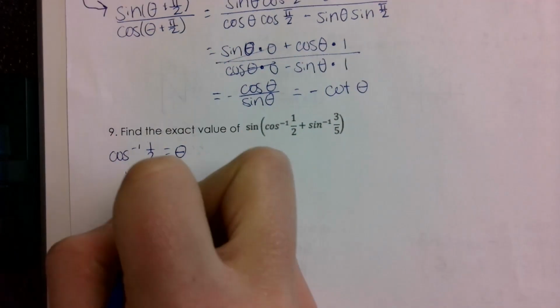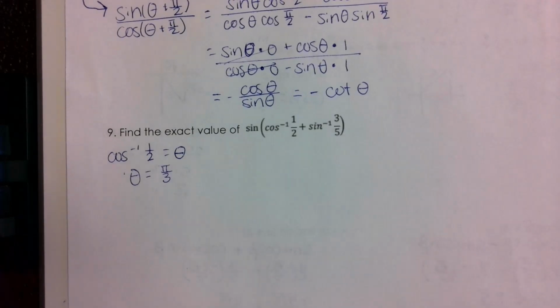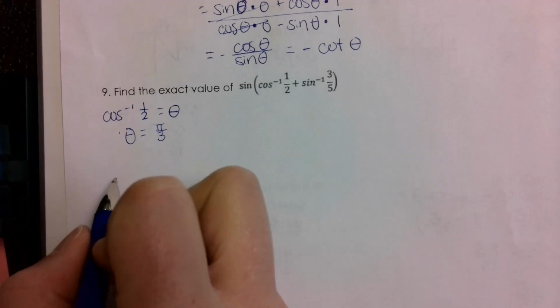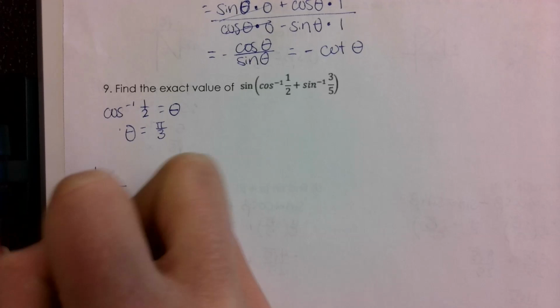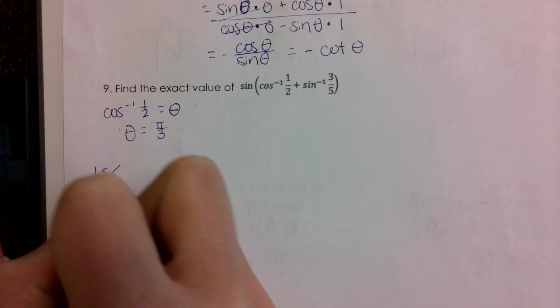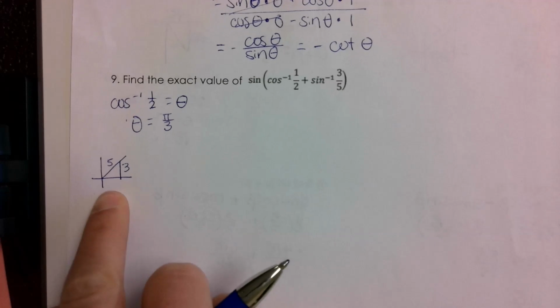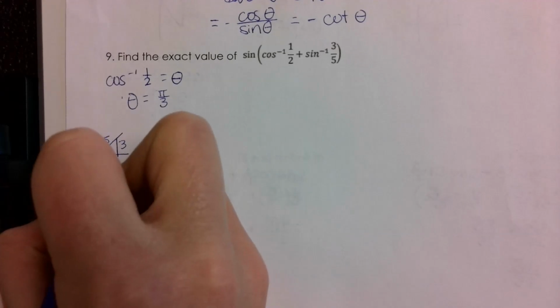And then we also need to do the same thing where sine is 3 over 5. Is that on your unit circle? No, it's not, so you're going to have to solve for that. We know that's going to be in quadrant 1 because it's positive. So your hypotenuse was 5, and then your opposite side was 3. So what's that missing side got to be? 4. Remember those 3, 4, 5 triangles?